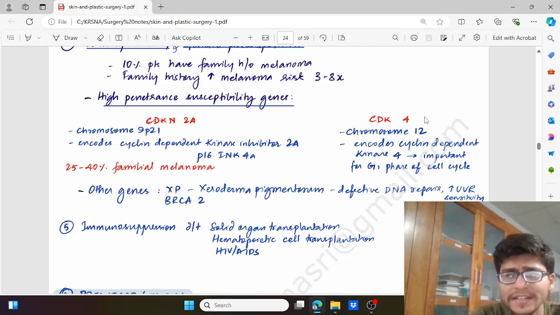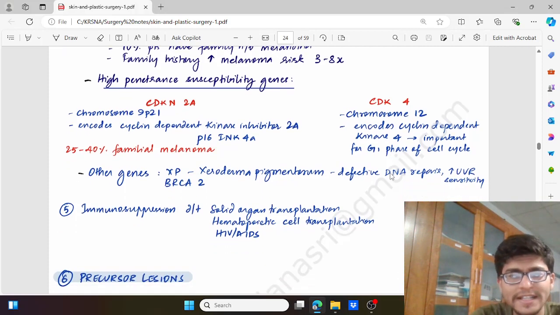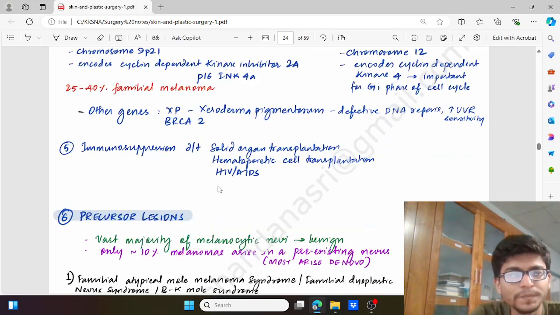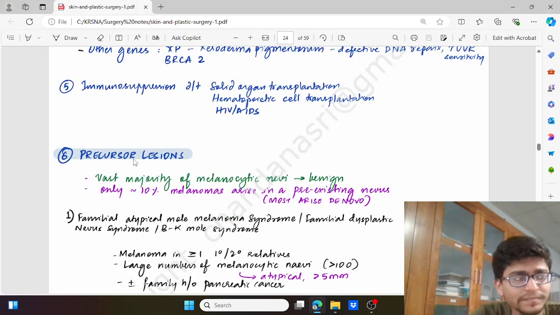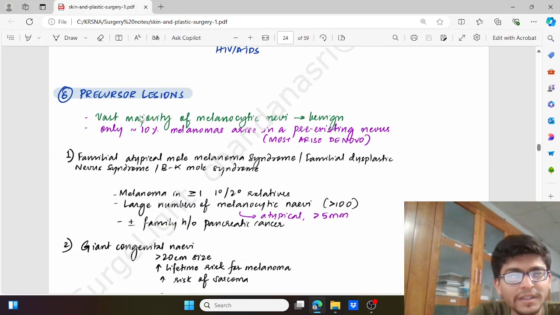Another is the CDK4 gene, which encodes cyclin dependent kinase 4 on chromosome 12, and it is important for the G1 phase of the cell cycle. Now the other genes: xeroderma pigmentosum, which causes defective DNA repair and increased UV radiation sensitivity, and BRCA2. Next is immunosuppression, due to solid organ transplant, hematopoietic cell transplant, or HIV. Now some precursor lesions.